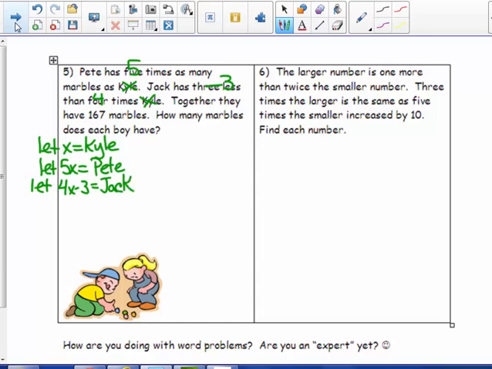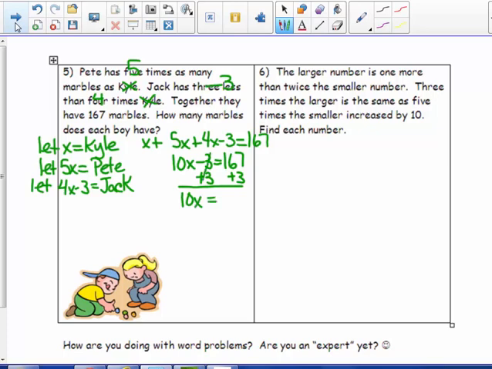All together, they have 167 marbles. So x plus 5x plus 4x minus 3, Kyle plus Pete plus Jack, has to equal 167. Putting my like terms together, I get 10x minus 3 equals 167. Adding 3, I'm going to get 170. 10x is 170. Dividing by 10, x equals 17. 5 times 17 is 85.